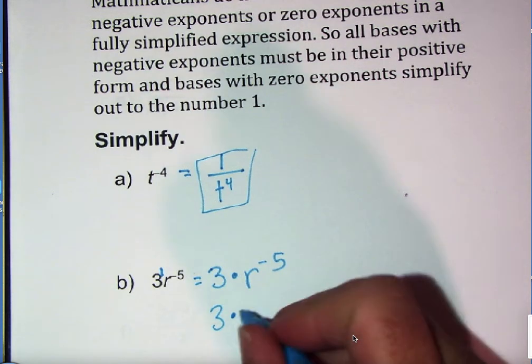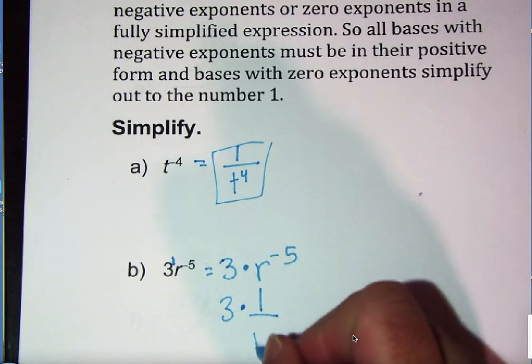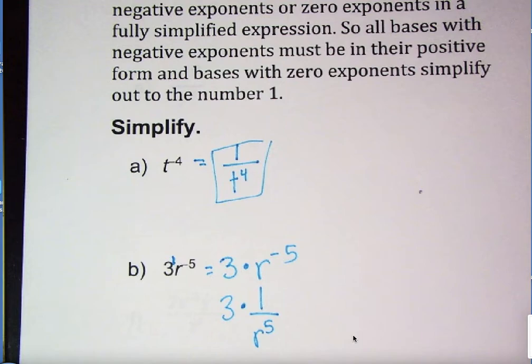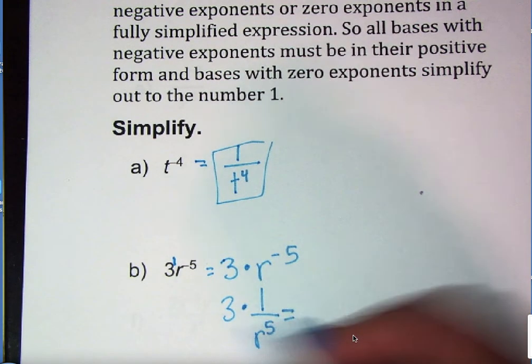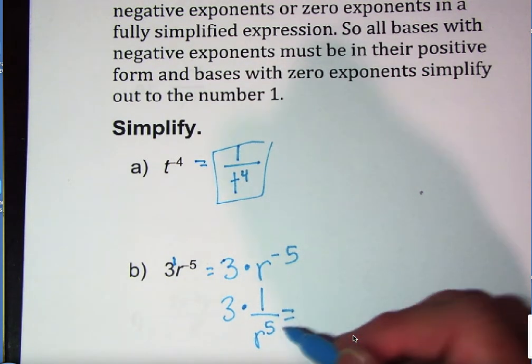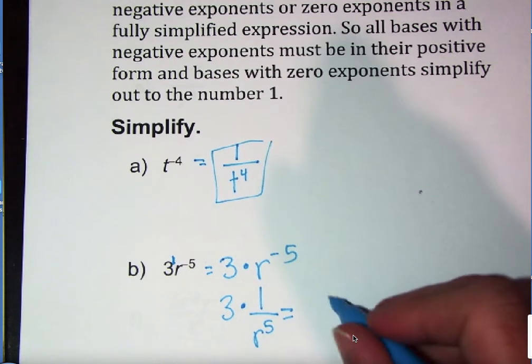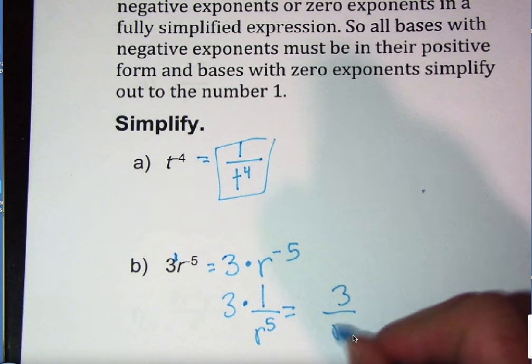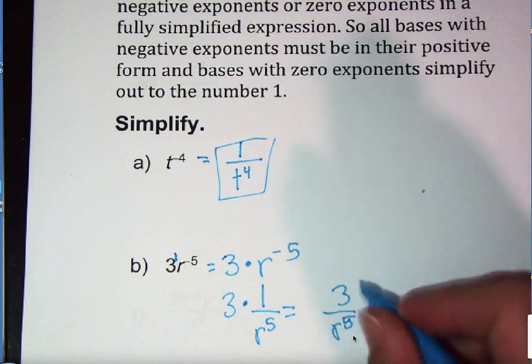R to the negative 5th, not cool. That's 1 over r to the 5th. And we've talked about this back in like our second lesson. This times this is 3 over r to the 5th.